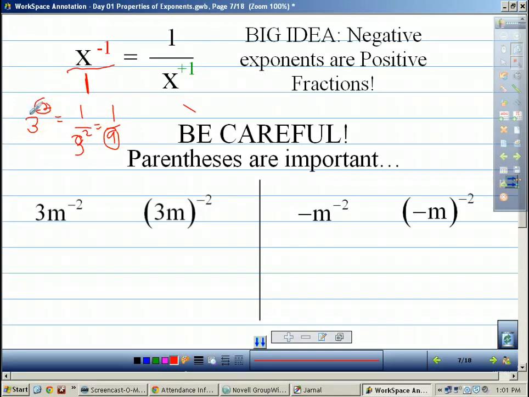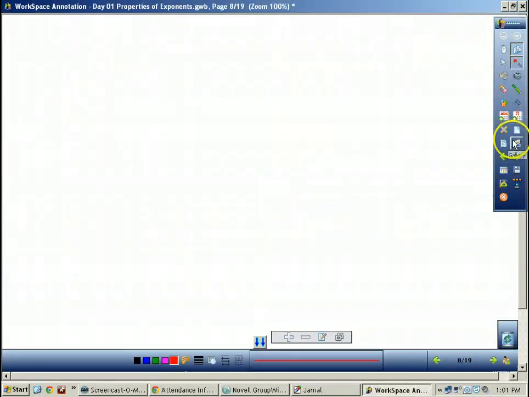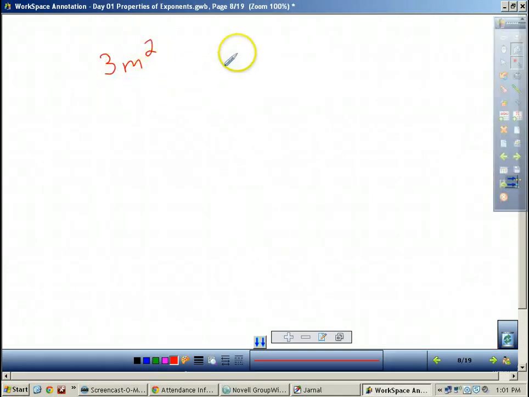When you have a negative exponent, it moves it and makes it that small positive fraction. However, it does matter if you have parentheses or not. Here's something that might help you recall why things work the way they work. So if I had 3m, say, squared, okay, I told you that m equaled 2.